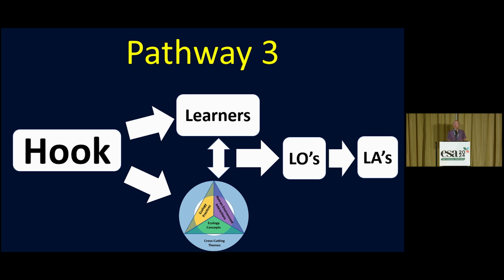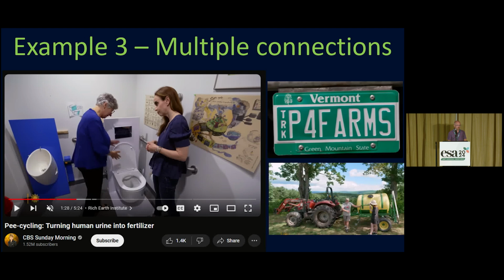And I have my students actually do some in-class work on that. Pathway 3, thinking of a hook first. It just falls into your lap. How does that influence how you're going to talk to the learners, what you're going to emphasize from the 4DE, and then the learning outcomes.